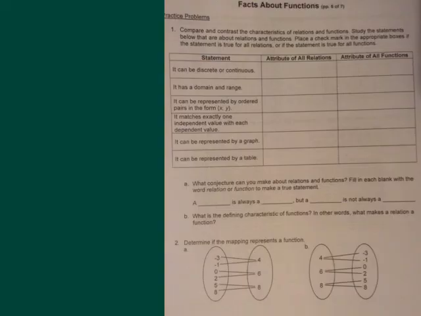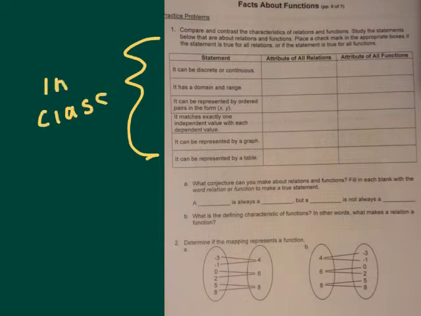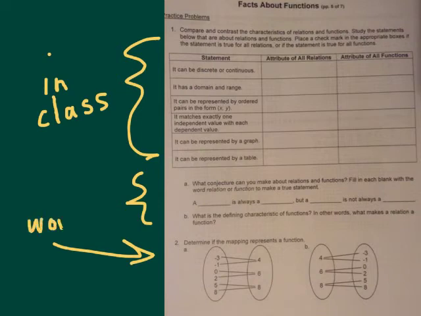So, to sum up, compare and contrast the characteristics of relations and functions. Study these statements below and decide if they are a relation or a relation and a function. Place a check mark in the appropriate box if it's true, and if the statement is true for all functions. So, we'll go over this part in class, so you can skip over that for right now. And we'll go over that when we go over independent, dependent, domain, and range on those other few problems. We're also going to go over this part in class, but here's where I want you to start and skip ahead to work on your own, and we'll check those problems.